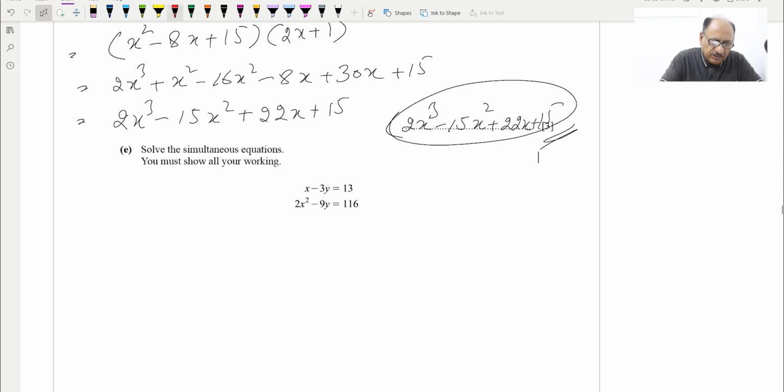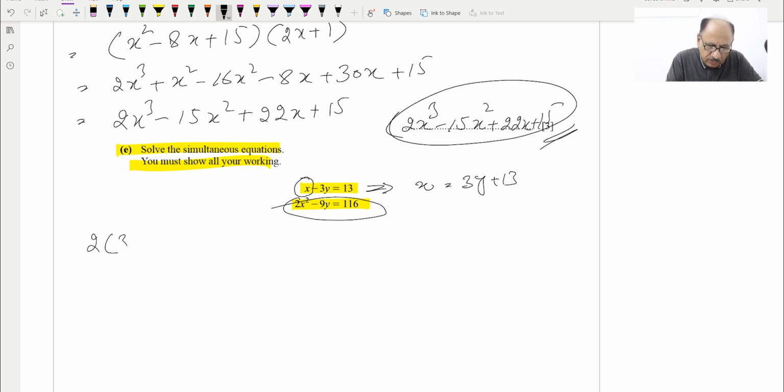Now part E is simultaneous equations, the simple one. If you know the method, so this is equation 1, this is equation 2. x is having coefficient 1, so we will make x the subject, so x will be equal to 3y plus 13, and this x value we will replace in the second equation, and we can write 2 into (3y plus 13) square minus 9y is equal to 116.